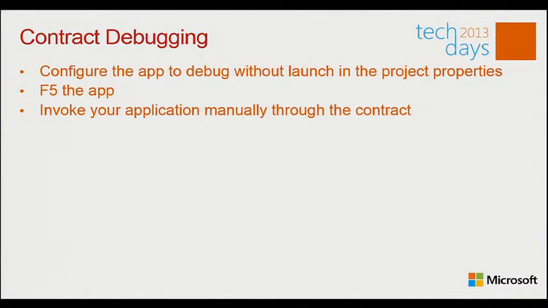What are the takeaways for contract debugging? You want to configure the app to debug without launch in the project properties. You want to F5 the app and then invoke your application manually through the contract, and then you can debug any issues that are happening in the contract.